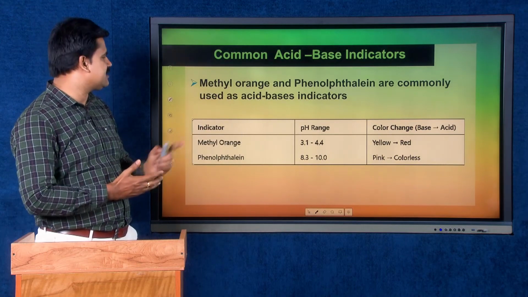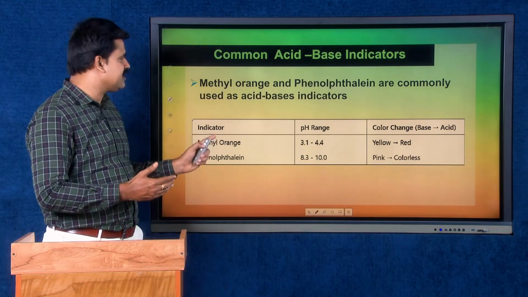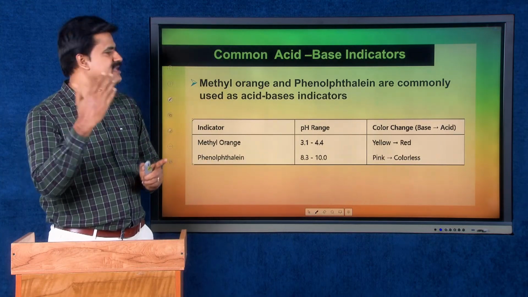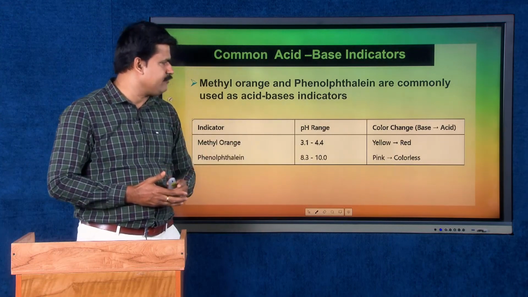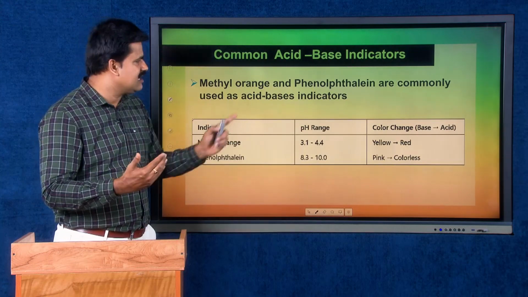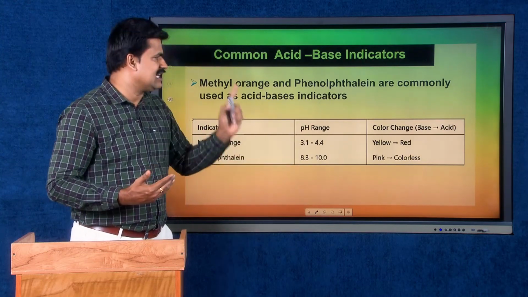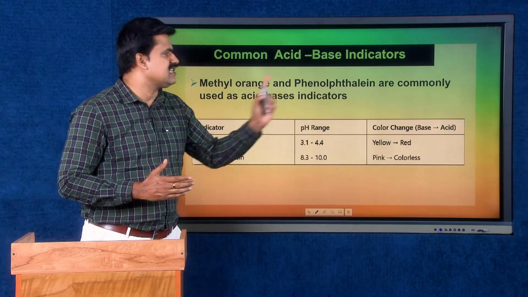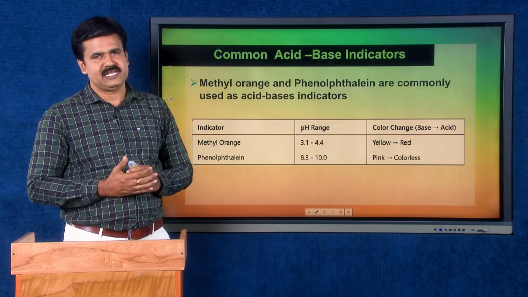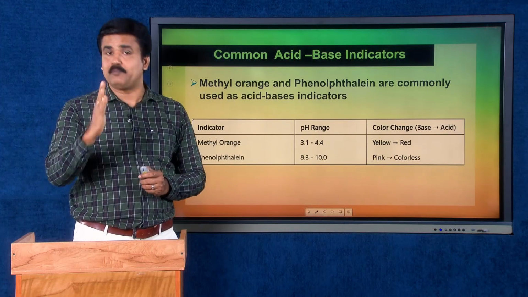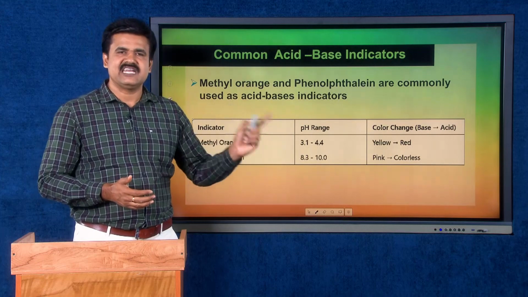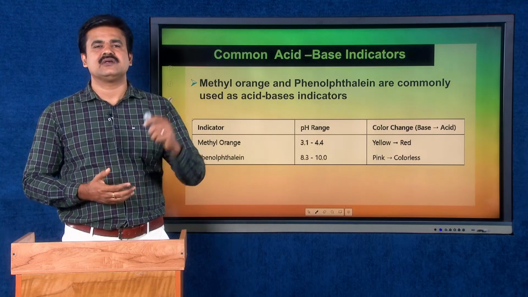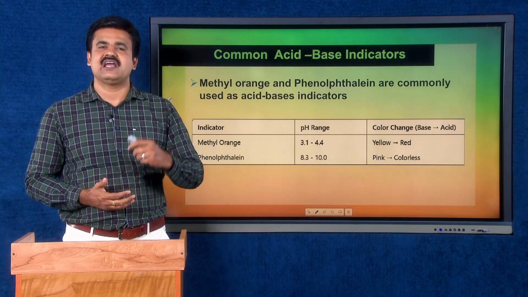And the second indicator is phenolphthalein. Phenolphthalein has a pH range of 8.3 to 10.0, that is, it works in a basic pH range, and the color change is pink to colorless. Remember, pink is in basic medium and colorless is in acid medium. So, these are two popular acid-base indicators, methyl orange and phenolphthalein. Now, we can have more details about these two indicators, methyl orange and phenolphthalein.